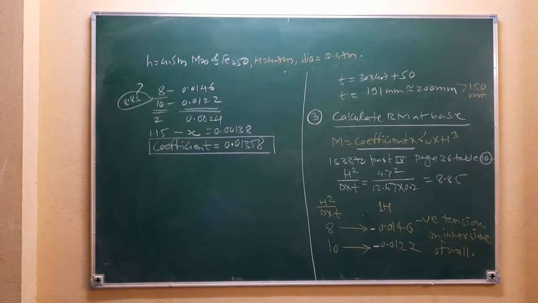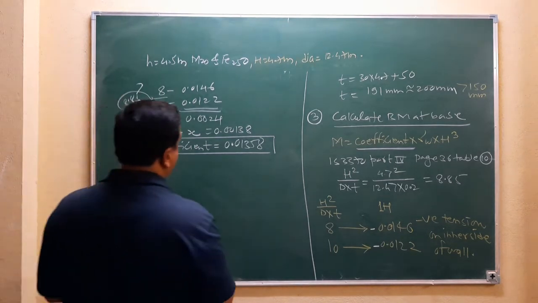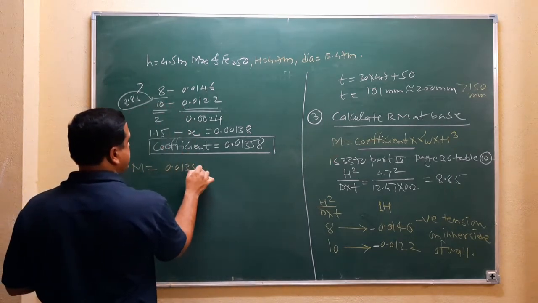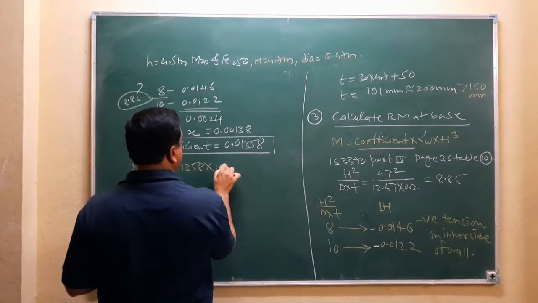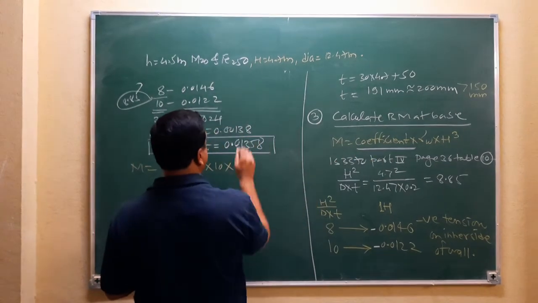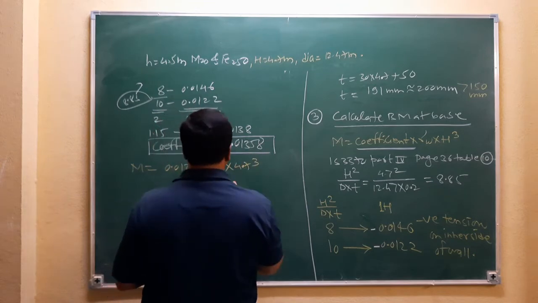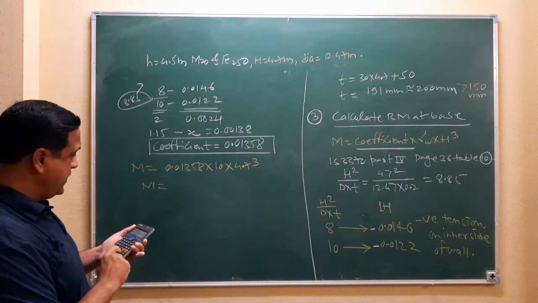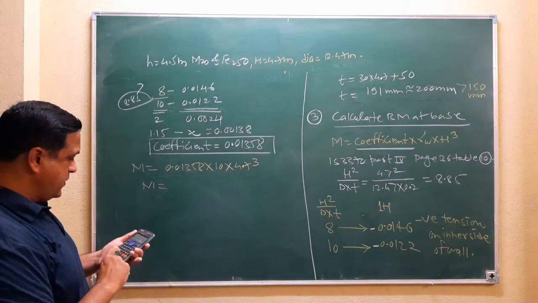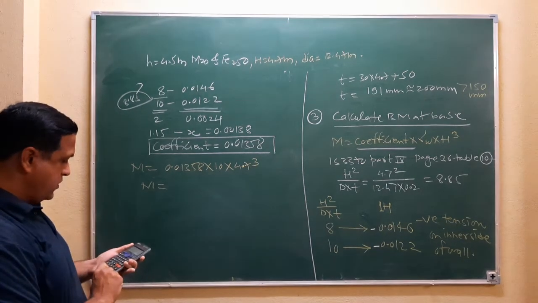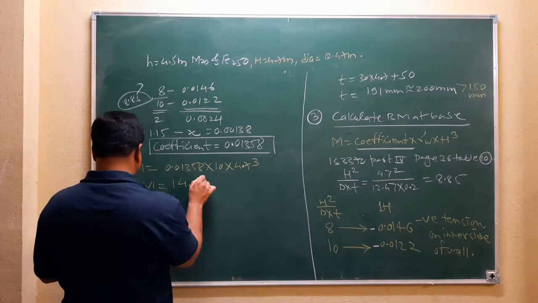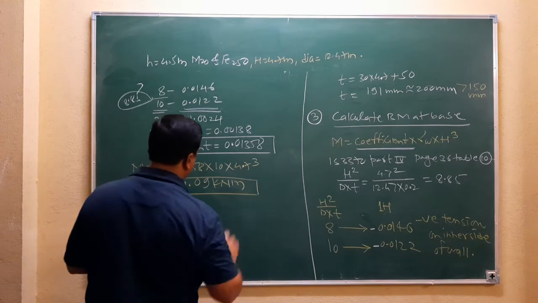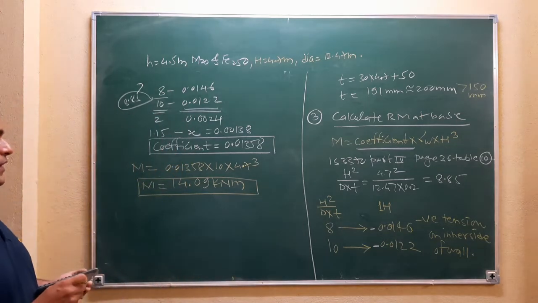So now find out the bending moment. Bending moment M is equal to 0.01358 multiplied by gamma W, which is 10, and our capital H is 4.7 cube. What is the bending moment? 0.01358 into 10 into 4.7 cube. The value is 14.09 kilonewton meter. So this is the bending moment.